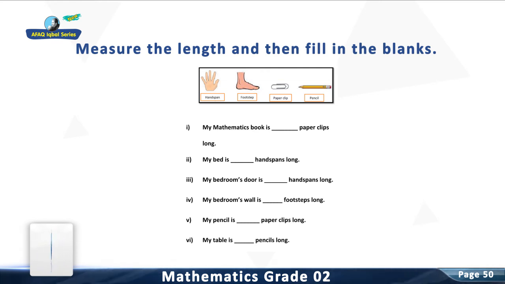Good. My bed is dash hand spans long. Good. My bedroom's door is dash hand spans long. Good. My bedroom's wall is dash footsteps long. Good. My pencil is dash paper clips long. Good. My table is dash pencil long.